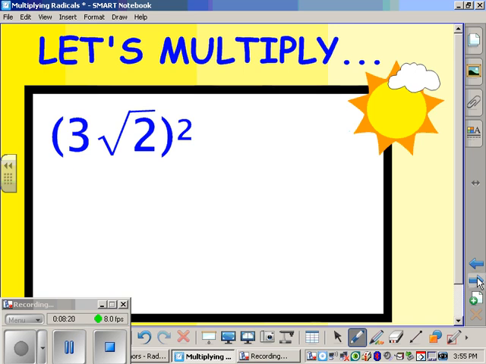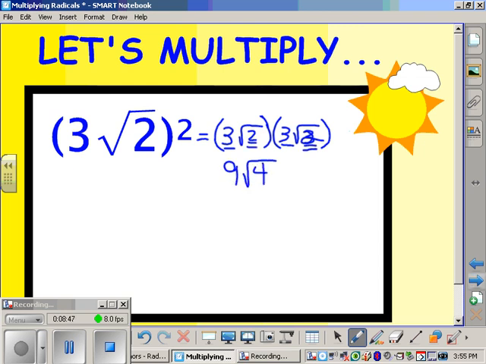This next problem is read 3 radical 2 quantity squared. That means the entire thing is squared or multiplied by itself. So you'd first want to write it out, 3 radical 2 multiplied by itself, 3 radical 2. So as we've done in previous problems, we're going to multiply our outside numbers and then multiply our inside numbers. This time the radical is a perfect square, so we'll drop down our outside number and then change radical 4 into 2. From there we just multiply those two together to get a final answer of 18.